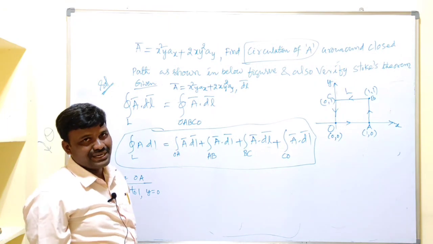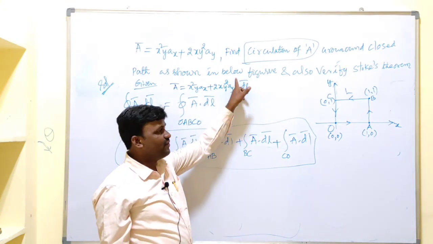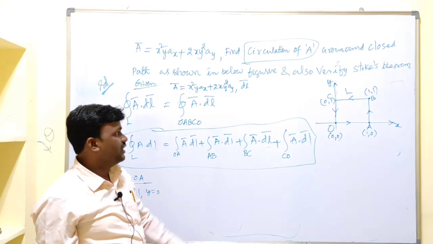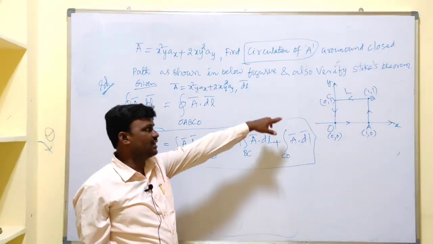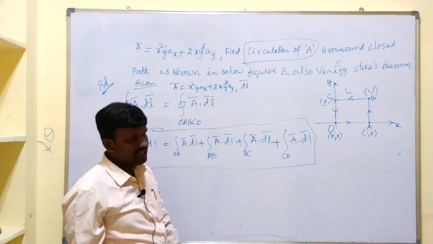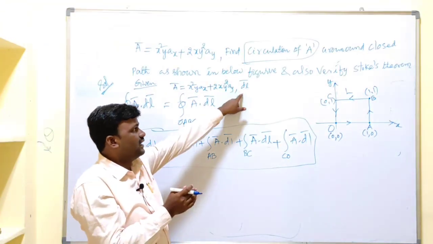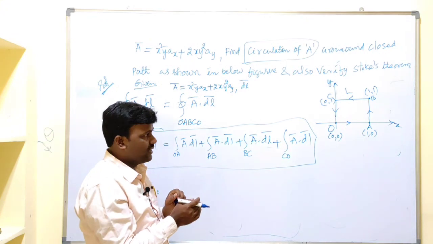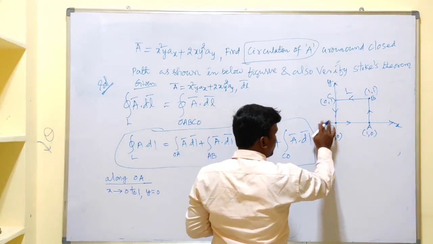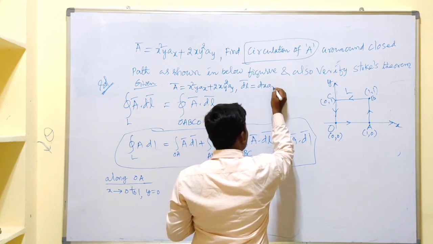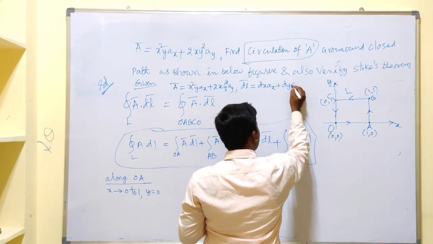In Cartesian coordinate system, dl bar, that is differential displacement, we already discussed that. Differential element along x direction, differential element along y direction, differential element along z direction. If you consider the sum of all these three, you will get the differential displacement. Here of course we have 2D, that is along x and along y. Along x it is dx ax. Along y it is dy ay.